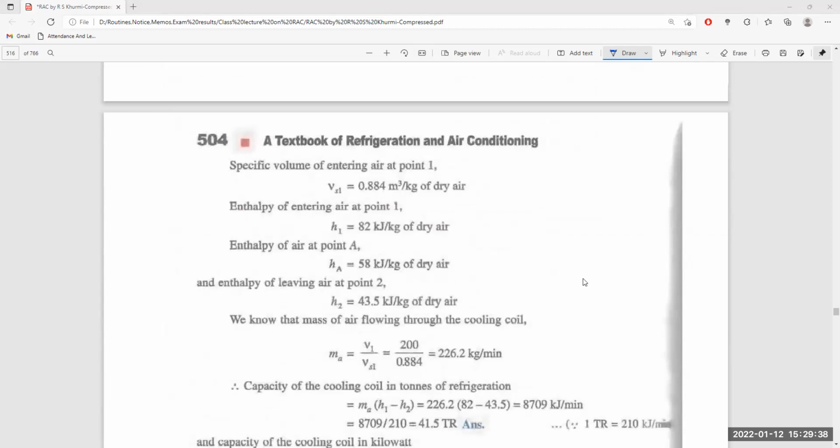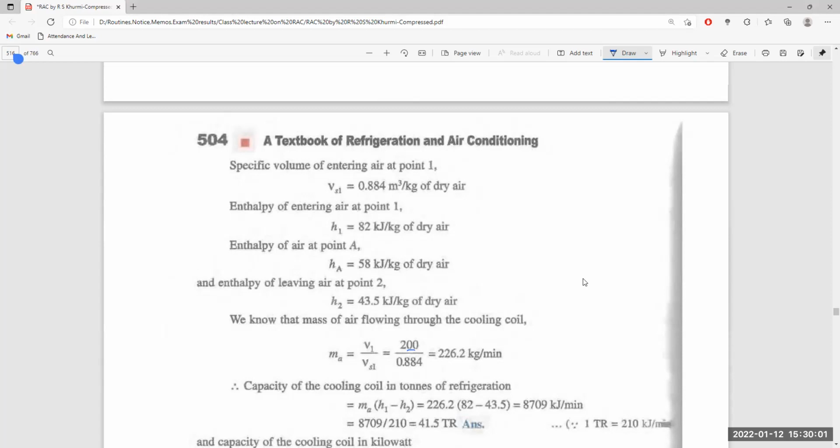So the mass of air flowing through the cooling coil is the volume of air coming in divided by the specific volume of the air at the incoming temperature, that is 0.88, and 200 is the incoming air volume given. So 226.2 kg per minute is the mass of the air coming in.